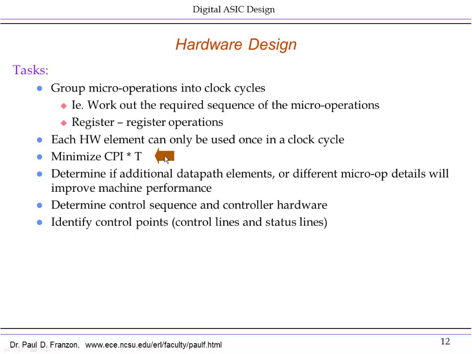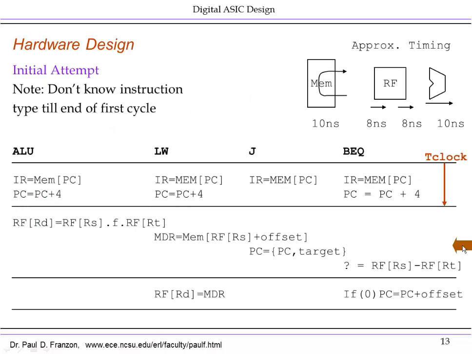And in doing this, we are actually going to add additional data path elements for reasons you'll see in a moment. This then defines the control sequence of the controller hardware, which we'll get to in the next submodule. So this is our first attempt at a hardware design. All right.